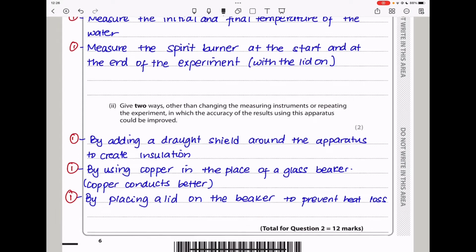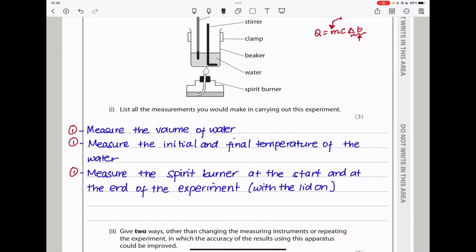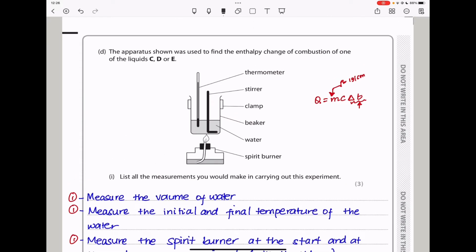Down here they say, give 2 ways other than changing the measuring instrument or repeating the experiment in which the accuracy of the results using this apparatus could be improved. If you look at the setup here, there is going to be a lot of heat loss to the surroundings, so we need to put a draught shield.